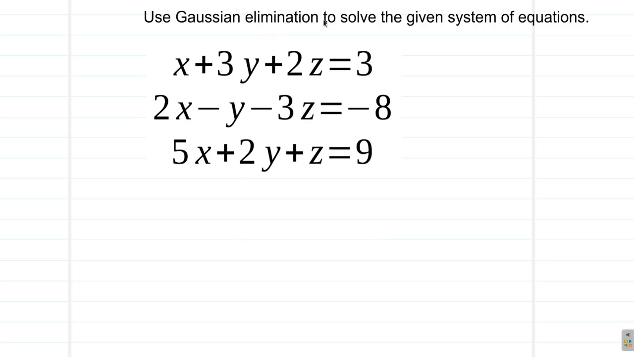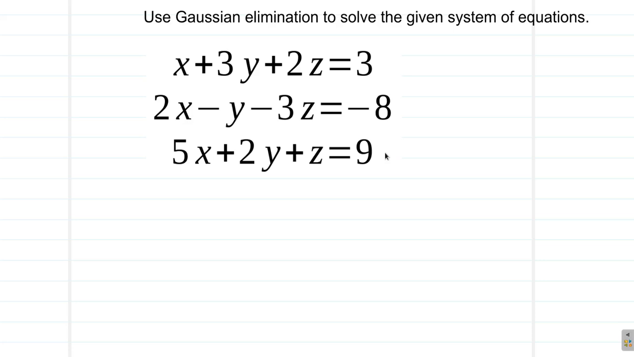Use the Gaussian elimination method to solve the given system of equations. So you have the system of equations here: x plus 3y plus 2z is equal to 3, 2x minus y minus 3z is equal to negative 8, 5x plus 2y plus z is equal to 9. I'm going to ask you to pause the video, write this down, and solve it.